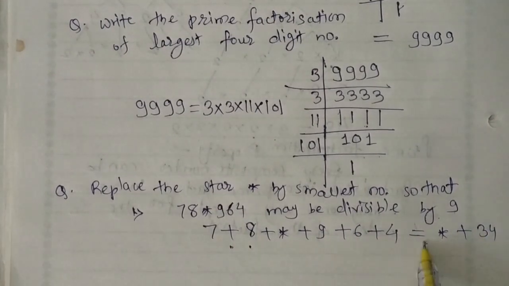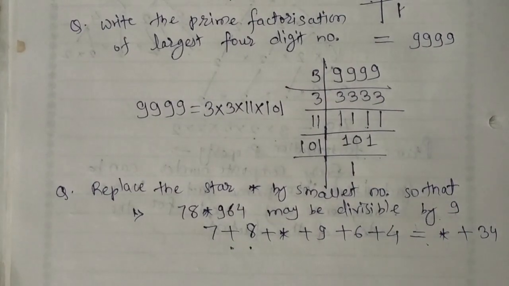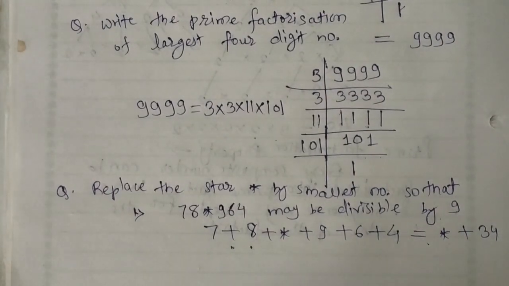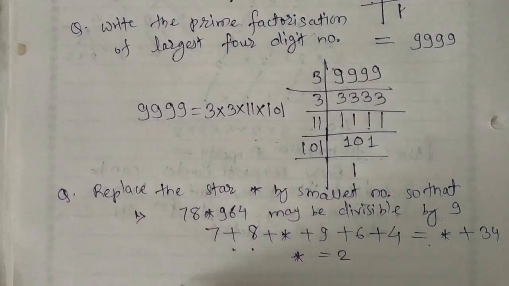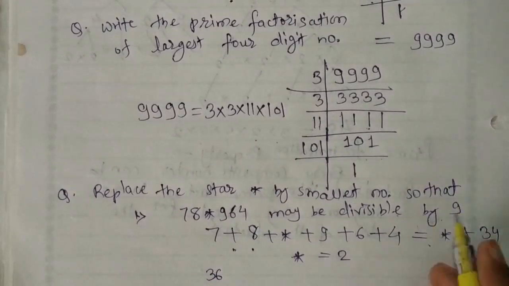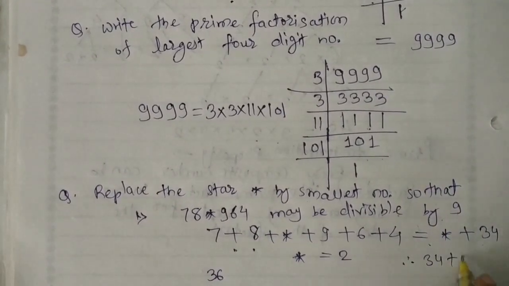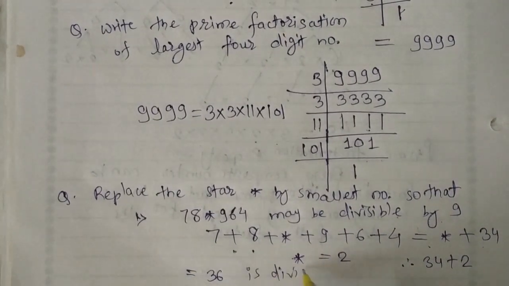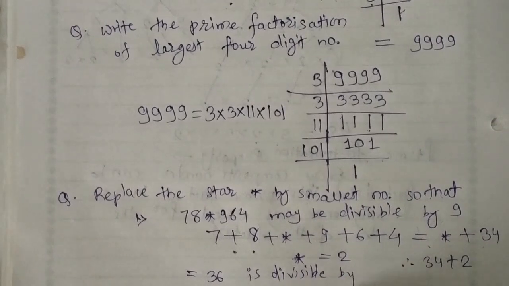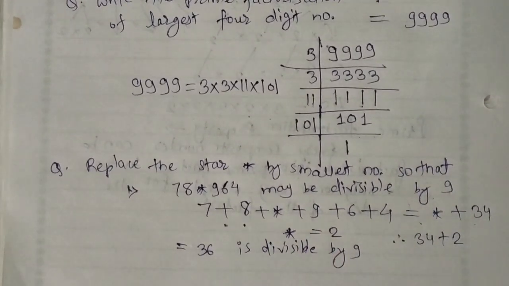So here 34 is coming. And I want star to be replaced such that the sum is divisible by 9. So if I add 2 to this, it becomes 36. And 36 is divisible by 9. So star should be equal to 2, so that it becomes 36. 34 plus 2 becomes 36. And 36 is divisible by 9. So the smallest number in this case is 2.